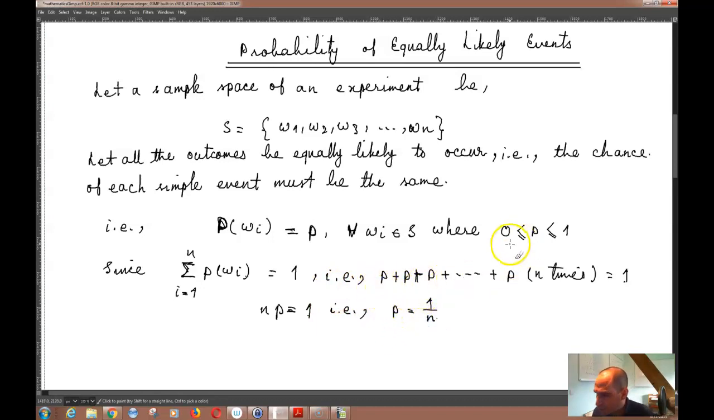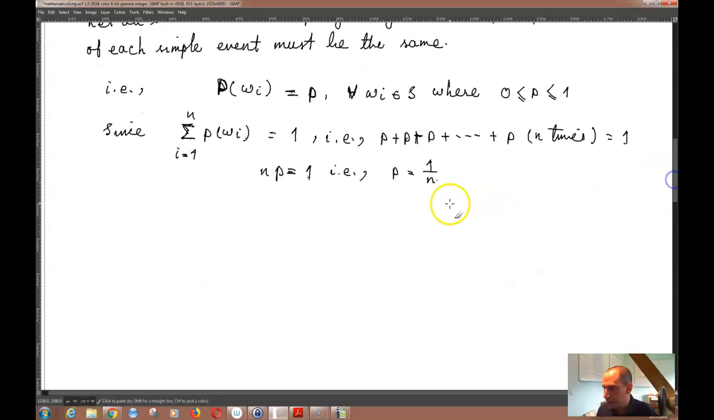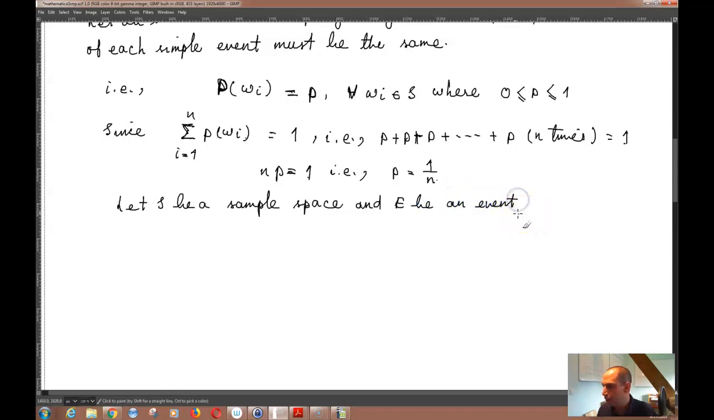Which means that P is equal to 1 divided by n. Now, let S be a sample space and E be an event, such that n of S is equal to n, and n of E is equal to m.